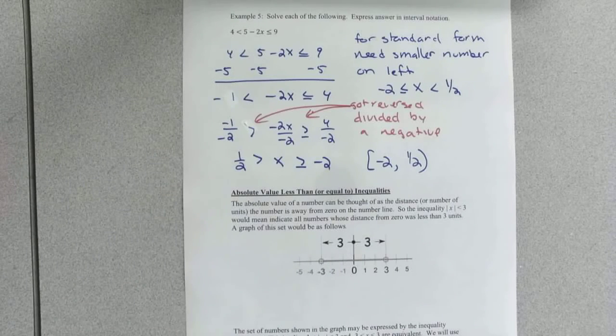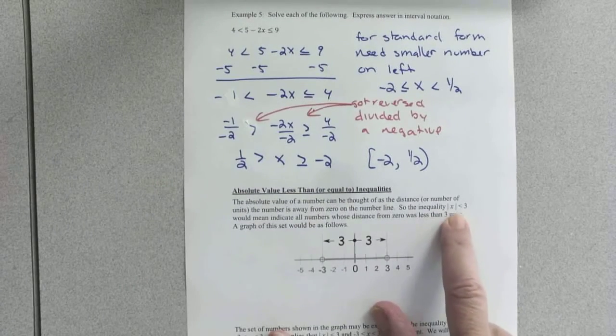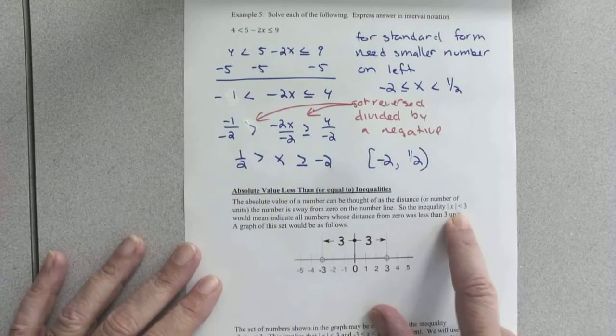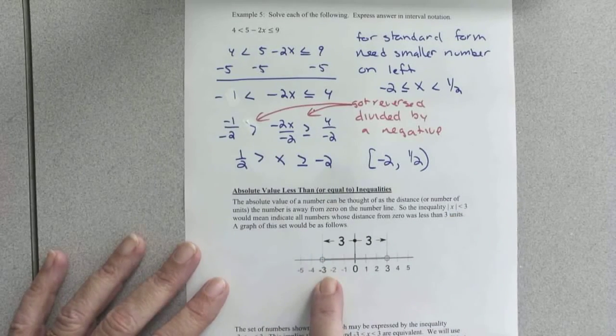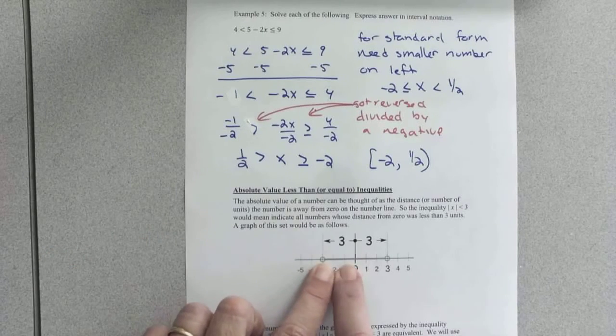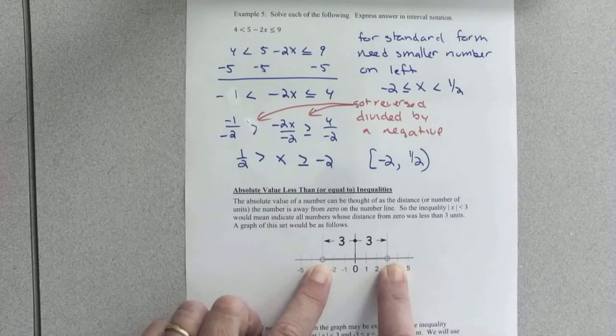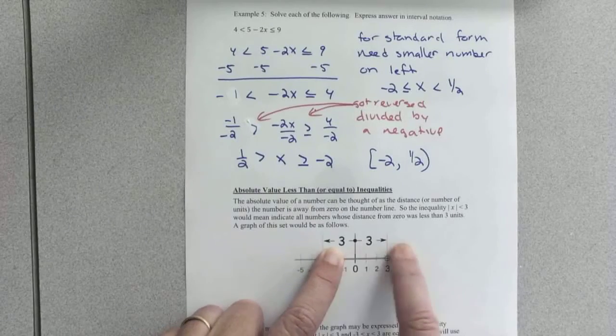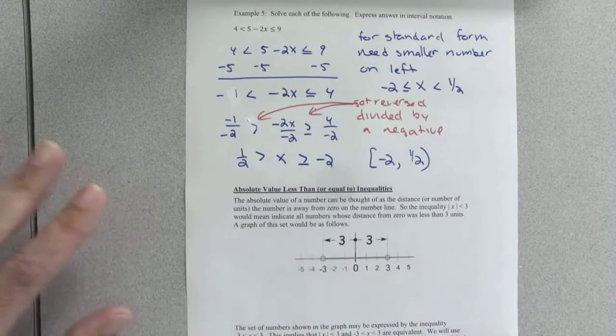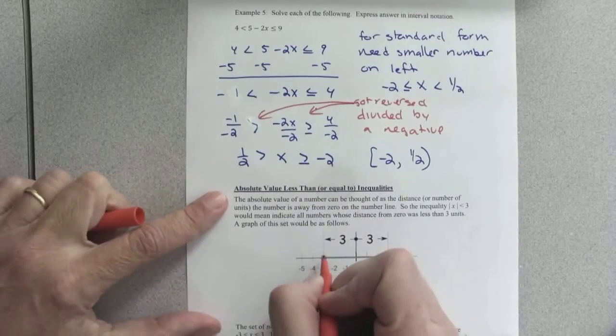To try to understand what we are going to do, the absolute value of a number can be thought of as the distance a number is away from zero on the number line. So the inequality absolute value of x less than 3 would mean all numbers whose distance from zero is less than 3 units. That would be the set of numbers whose absolute value is less than 3, that we can go 3 units away from zero.